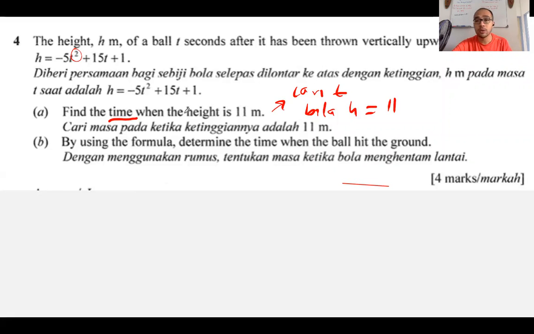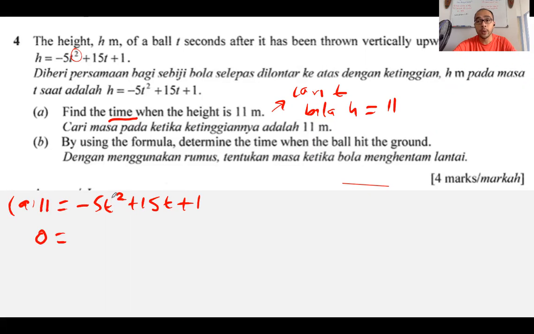Ini adalah satu contoh soalan K-bar, which is actually, if you think about it, the question is very simple. When H equals 11, cari T. Dia macam tu saja. So 11 equals negative 5t squared plus 15t plus 1. Okay, sorry, question A. So 0. Kalau kita mau cari T, ini adalah perkara yang sangat biasa.